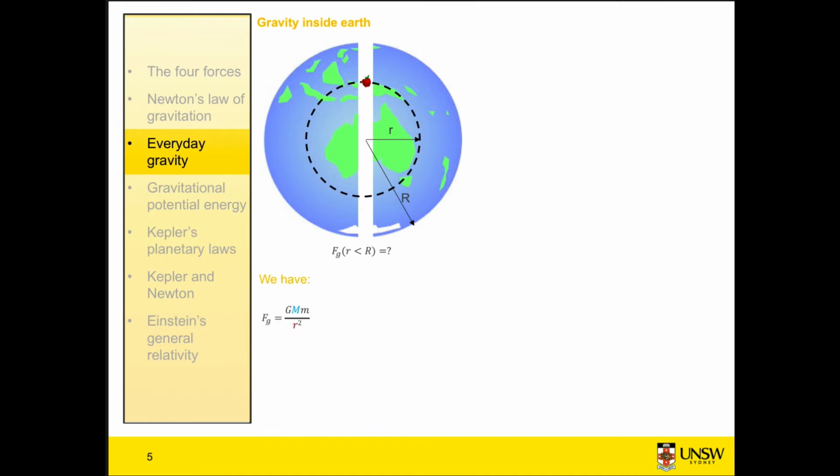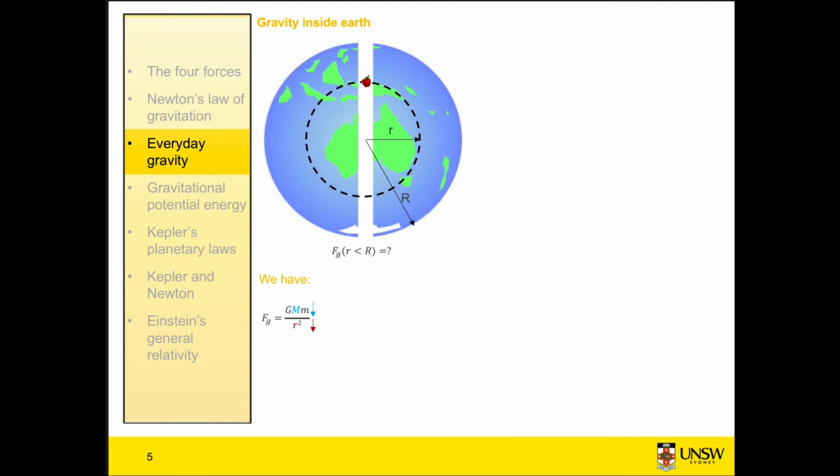So first up, we have Newton's law of gravitation. And there are two variables in this equation that will be affected by us moving the apple inside the Earth. The first of those is the mass of the Earth between the apple and the centre of the Earth. And as we move closer to the centre, that total mass decreases. So our force due to gravity should decrease. But likewise, as we move closer to the Earth's centre, our radius decreases, and so our force due to gravity should increase.